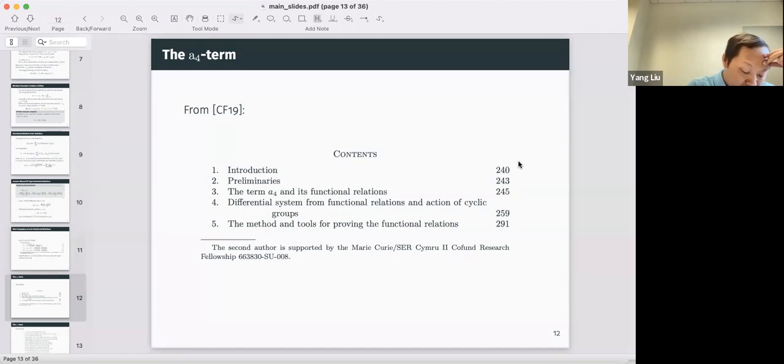Here I'm talking about the computation in a paper of Farzad and Alain. We have similar functional relations, and he pointed out that there is a differential system and the action of cyclic groups floating around the Lancy formula that I will show you in a minute. So it fits with the three observations for the simple functional relations I mentioned before.